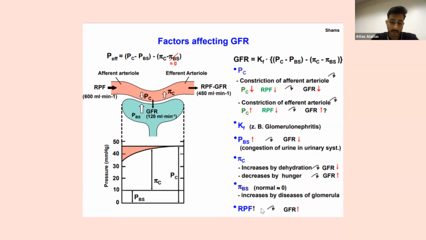Finally, the renal plasma flow, and we saw how the effect of the renal plasma flow causes an increase in the GFR. So these are the factors that play a role in the GFR. Is that clear?